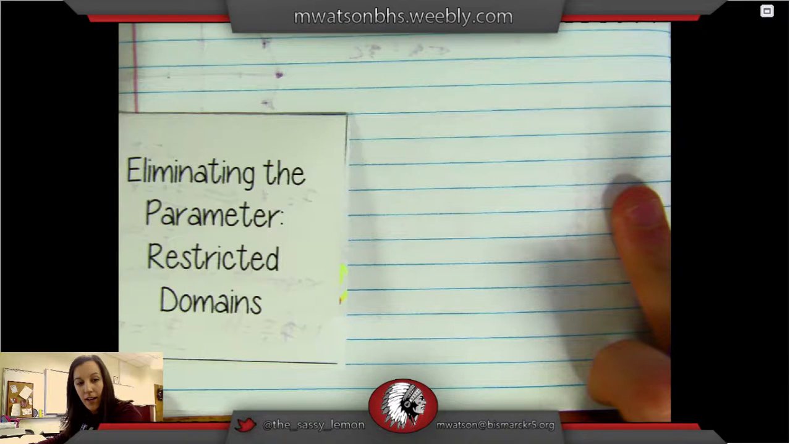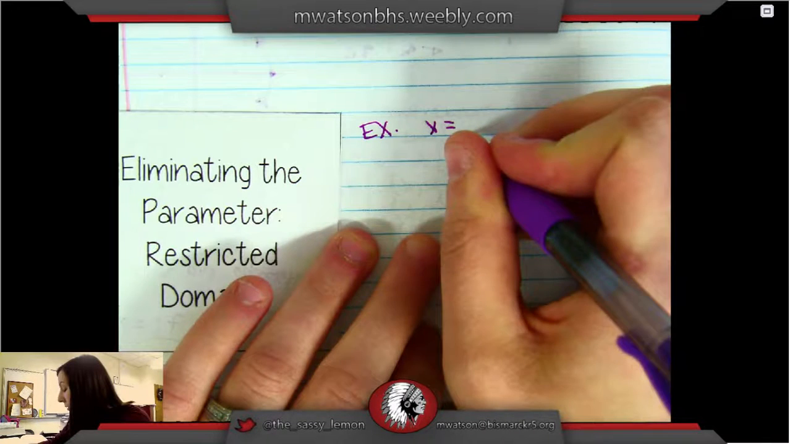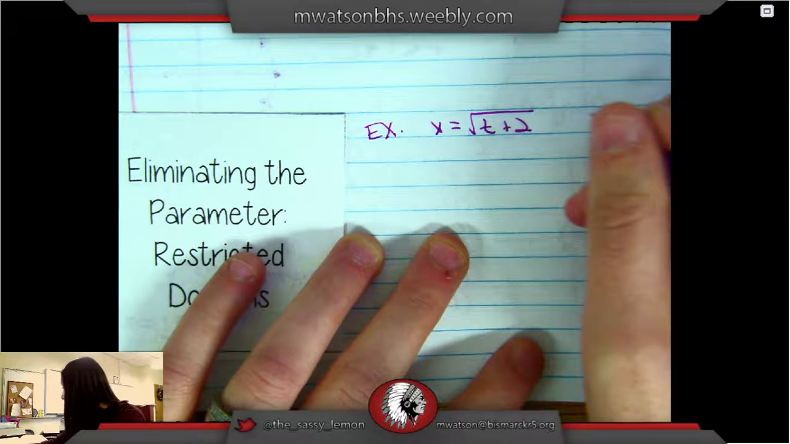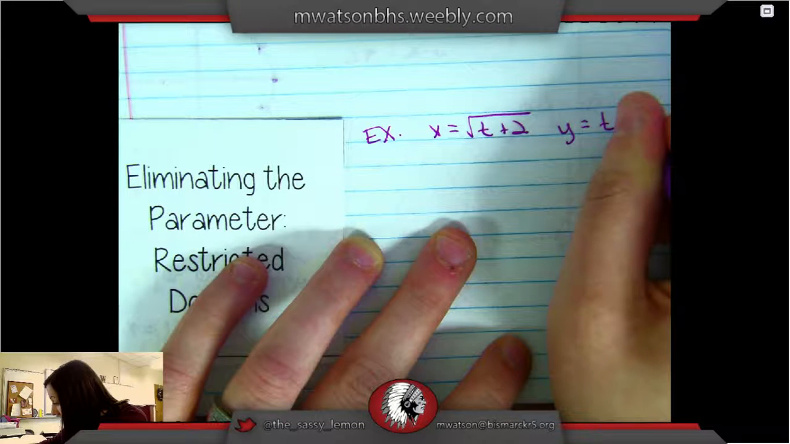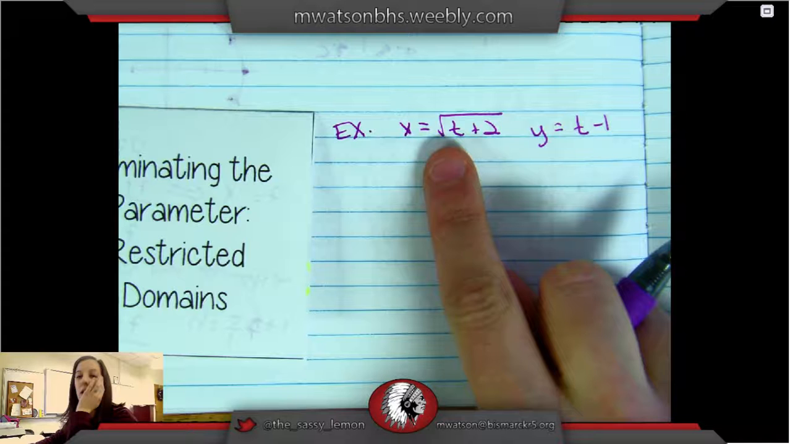Hint, hint. And let's do the equations x equals the square root of t plus 2 and y equals t minus 1. Okay, so we can see here that they're squared. We could do this one, we could do that one.